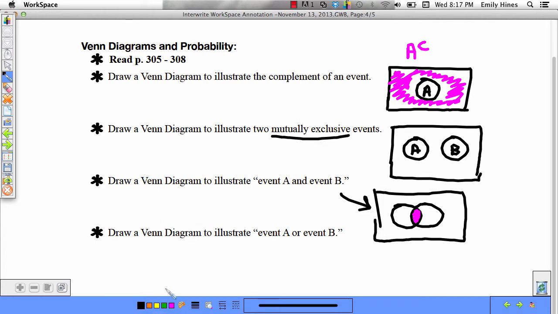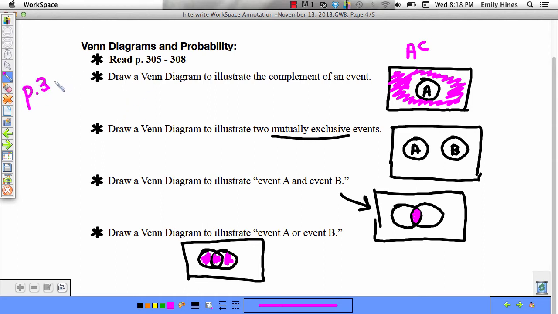And finally, if I wanted to represent A or B, okay, I have my two events. They overlap, but because I'm saying or, remember that is one, the other, or both. So anything that is in either of the circles and any part of the circle counts as A or B. Okay, versions of these diagrams are also on page 305 in your book if you feel like you need to look at it a little more than the ones I have drawn here.